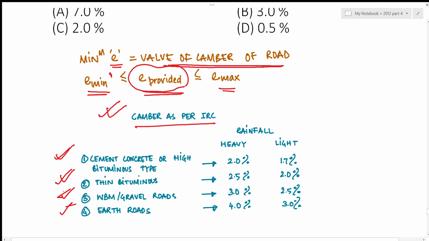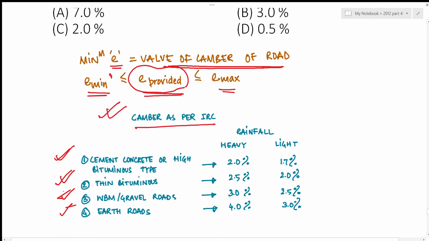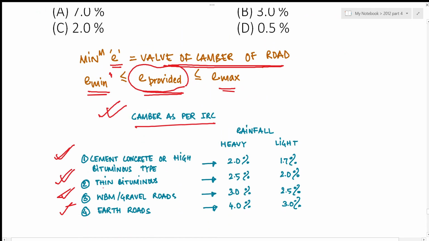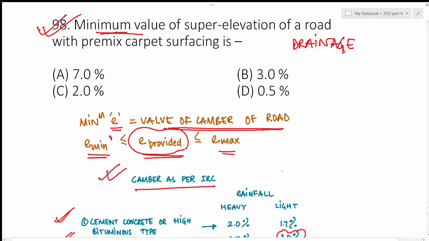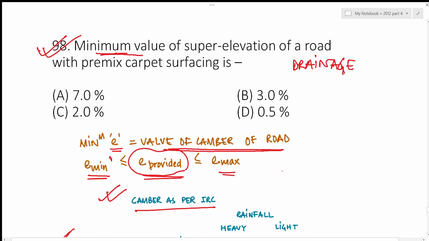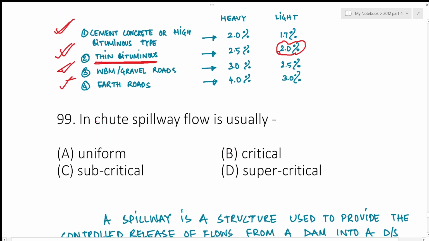But for premix carpet surfacing, the road surfacing that is used is thin bituminous type, and the minimum super elevation or the camber here is 2%. So the camber is equal to the minimum super elevation, and the answer for this particular question according to me should be 2%. Next question is, in chute spillway.